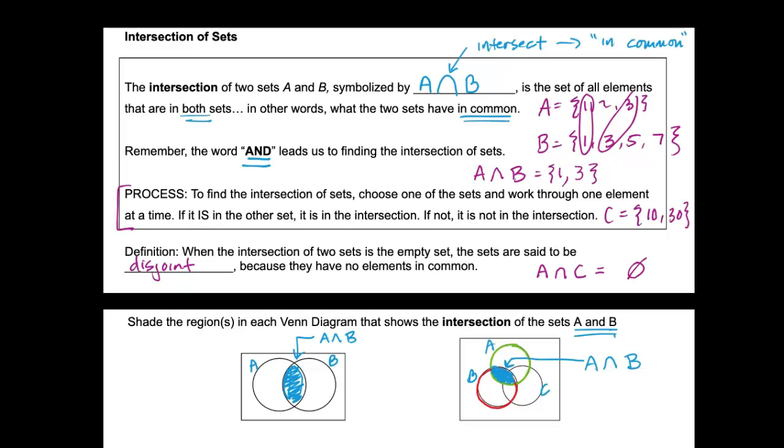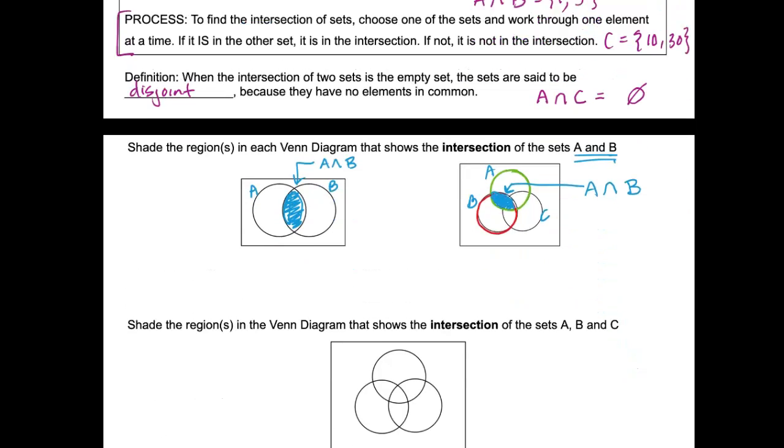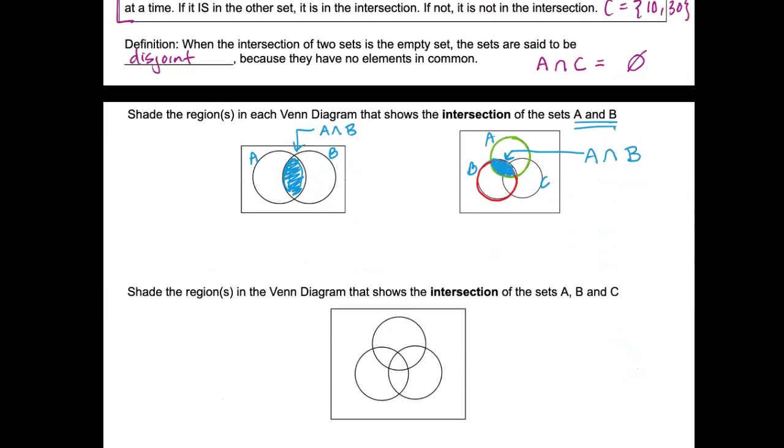Now let's do one more where we look at a Venn diagram with 3 circles, but now we find the intersection of A, B, and C. If we label the circles, that would look like the region right in the very center where A, B, and C overlap.